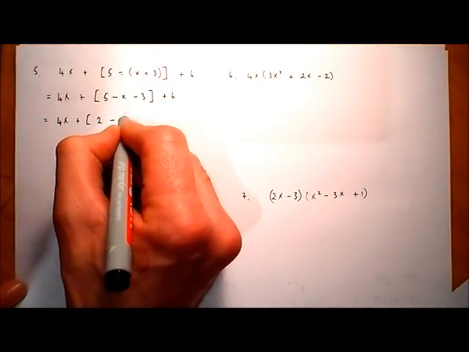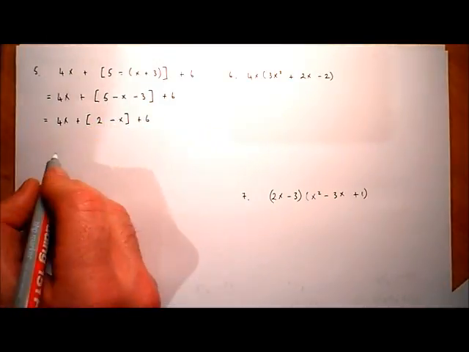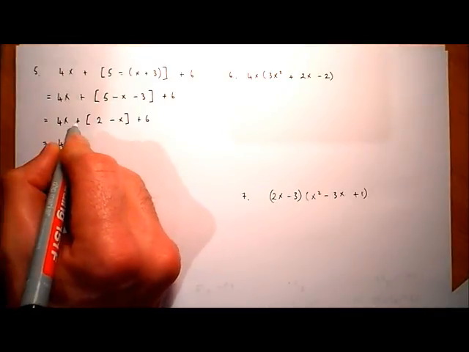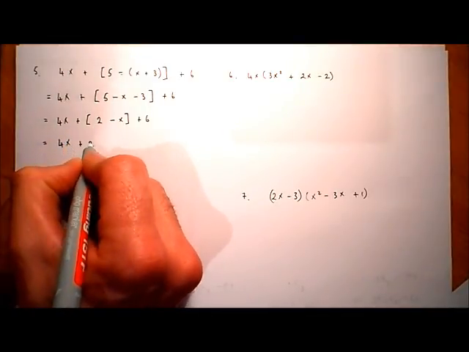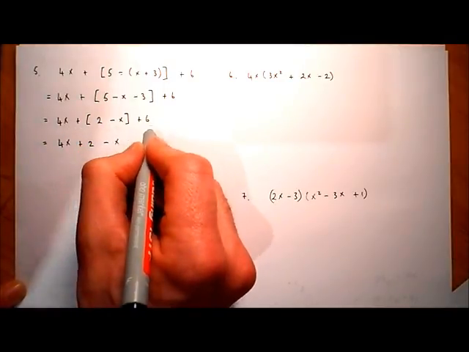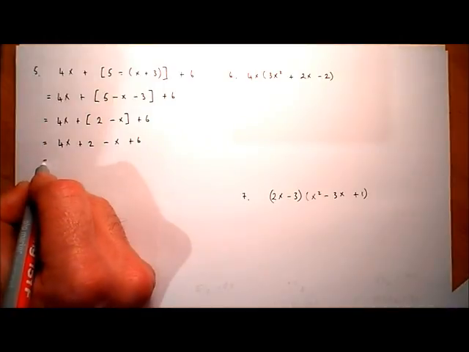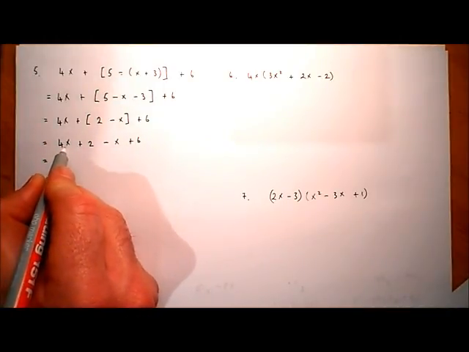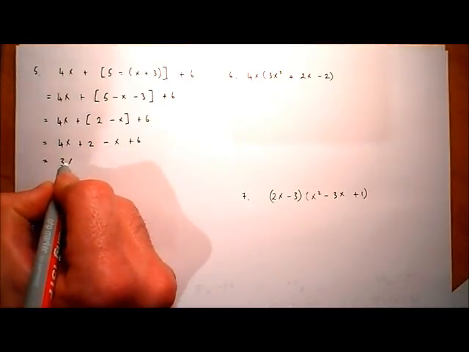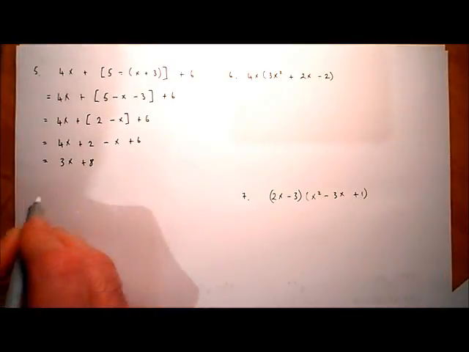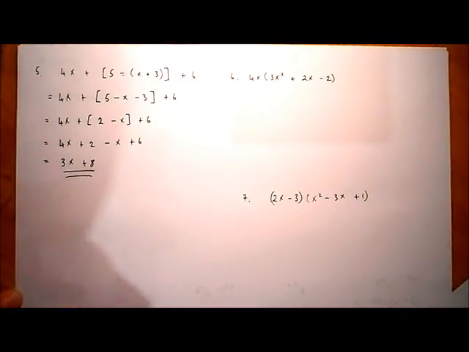And then I have this minus x here, and then I've got plus 6, and now I can just get rid of the brackets. I can go 4x, and then I've got plus 2, and I've got plus and a minus, which will be a minus x, and then I've got plus 6. So now I'm going to simplify, I'm going to add up any like terms. So I've got 4x minus x, which will give me 3x, and then I've got 2 plus 6, which is 8. And that's the answer to this one.